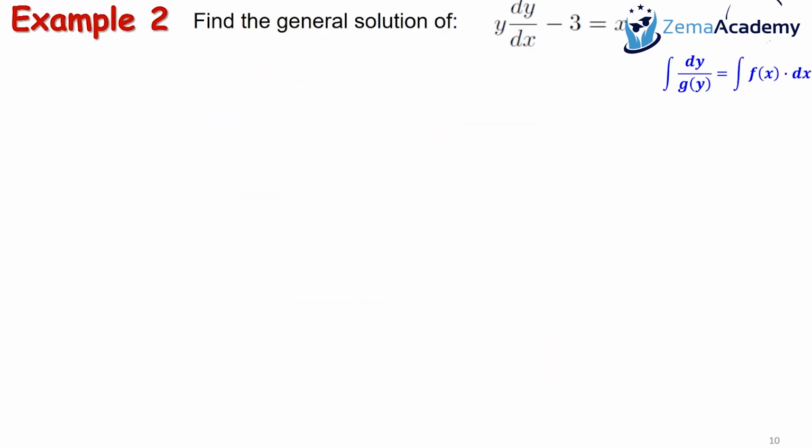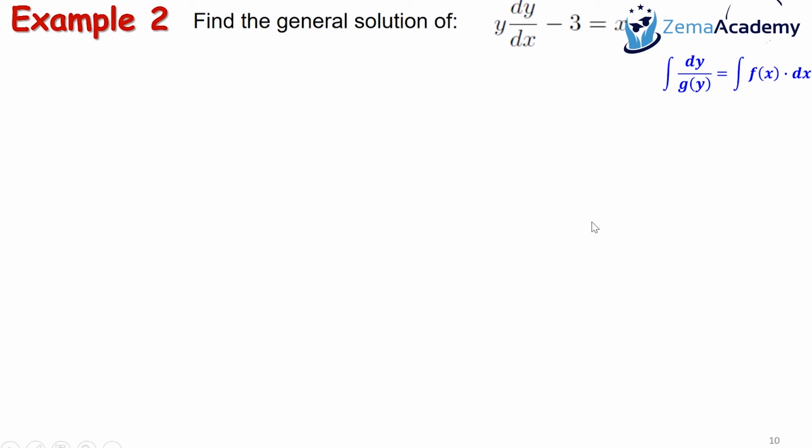Let's come to another example, which is: find the general solution of. Again, they are asking you for a general solution. They are not asking you to determine or evaluate. Find the general solution is normally used when you are trying to solve a differential equation with the help of variable separable. So in this case, your question is y dy by dx minus 3 equals x.